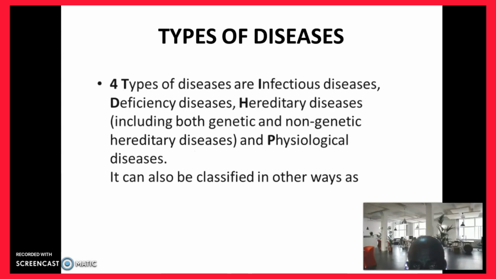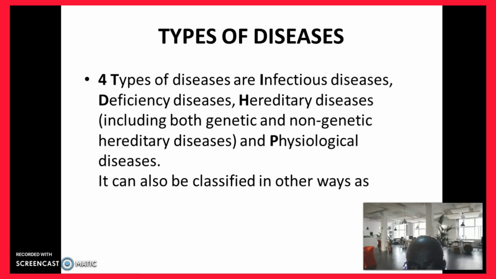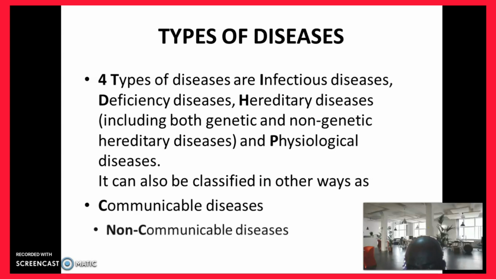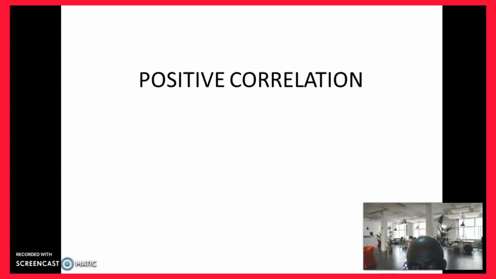Types of diseases. We have 4 types of diseases: infectious disease, deficiency disease, hereditary disease, including both genetic and non-genetic hereditary diseases, and physiological diseases. They can also be classified in other ways as communicable diseases and non-communicable diseases.